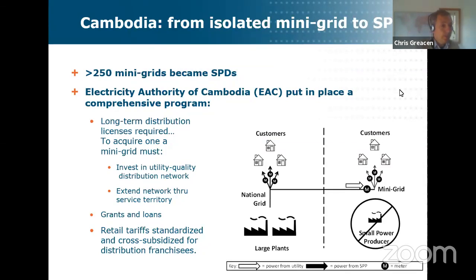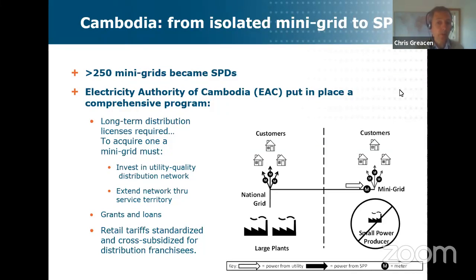This SPD model works particularly well for diesel generators, where the generation costs are high, but the diesel generators themselves are not worth very much. So it's not too painful to abandon them or resell them. The Electricity Authority of Cambodia, or the EAC, is the country's regulator, and it played a key role in putting in place a comprehensive program to support conversion to SPDs.